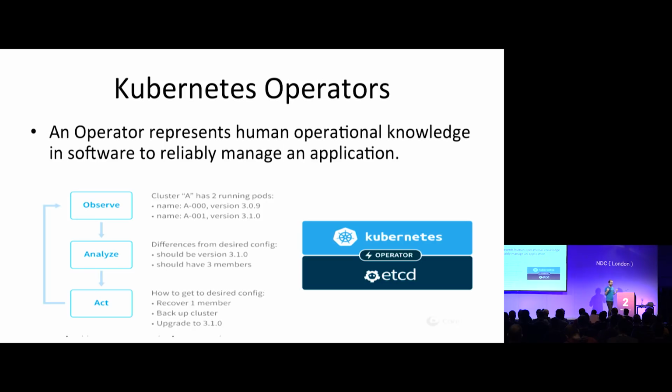What we want, and what our desired configuration is, is that they should all be running 3.1, and there should actually be 3 nodes within our cluster to ensure that we have a quorum. And so the operator knows how to get to that desired state because it knows how to configure and deploy our system. And so it knows that it needs to restart and recover one member. It knows how to do that recovery operation.